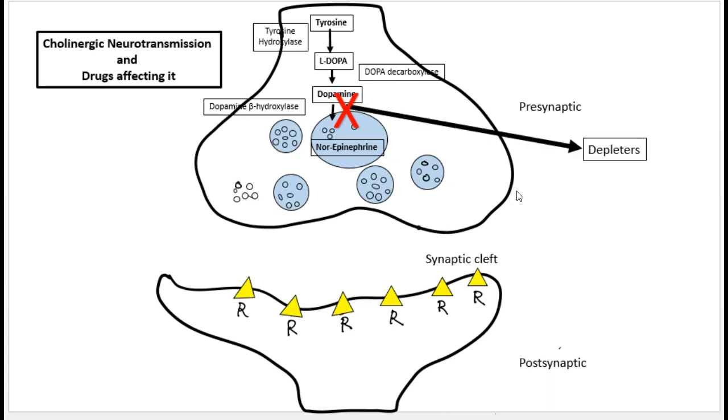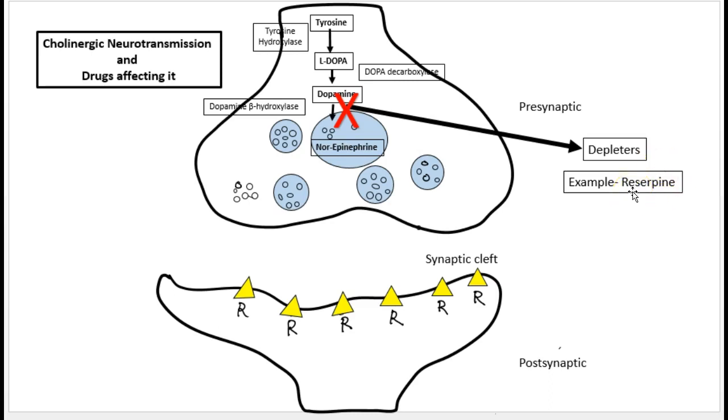Now there are drugs which can inhibit entry of dopamine into the vesicles, and thereby deplete the neurotransmitters in these vesicles. When drugs deplete the neurotransmitters from the vesicles, they are generally called depleters. A classical example of a depleter is reserpine.